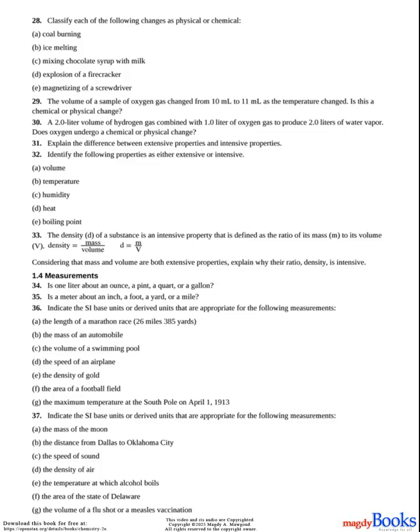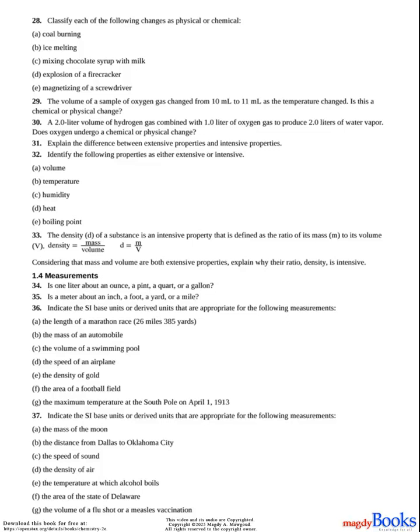29. The volume of a sample of oxygen gas changed from 10 milliliter to 11 milliliter as the temperature changed. Is this a chemical or physical change? 30. A 2.0 liter volume of hydrogen gas combined with 1.0 liter of oxygen gas to produce 2.0 liters of water vapor. Does oxygen undergo a chemical or physical change? 31.